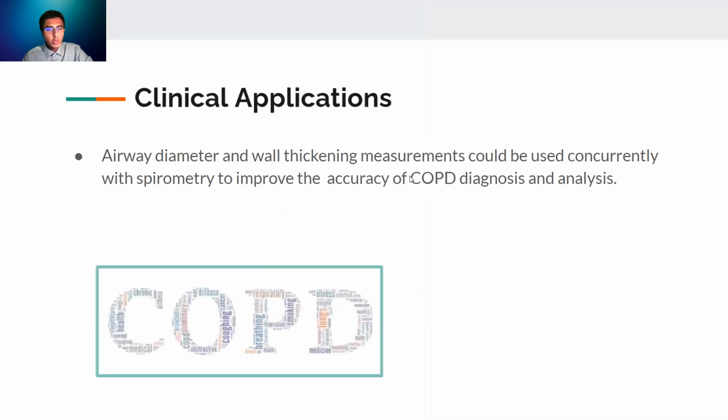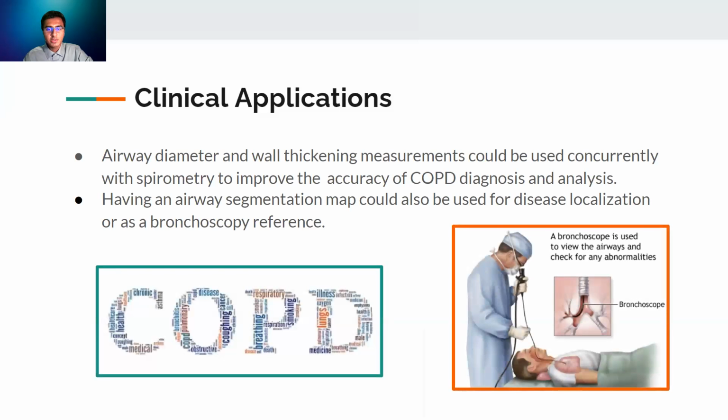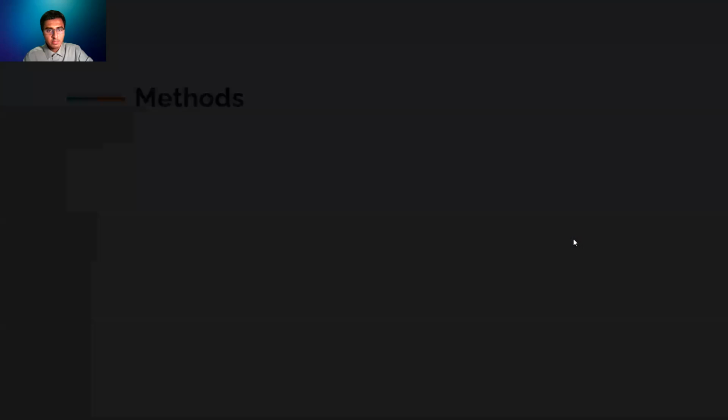What are the clinical applications of such measures? The airway diameter and wall thickening measurements could be used concurrently with spirometry to improve the accuracy of COPD diagnosis and analysis. Additionally, having an airway segmentation map could also be used for disease localization in the lungs or as a reference for bronchoscopy. How did we go about conducting the segmentation?